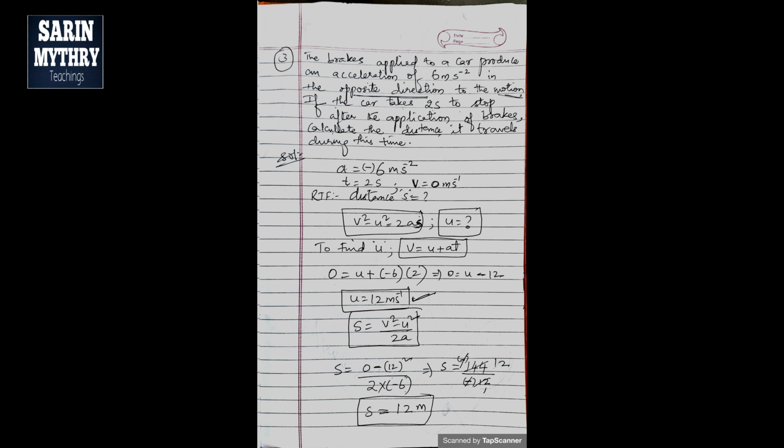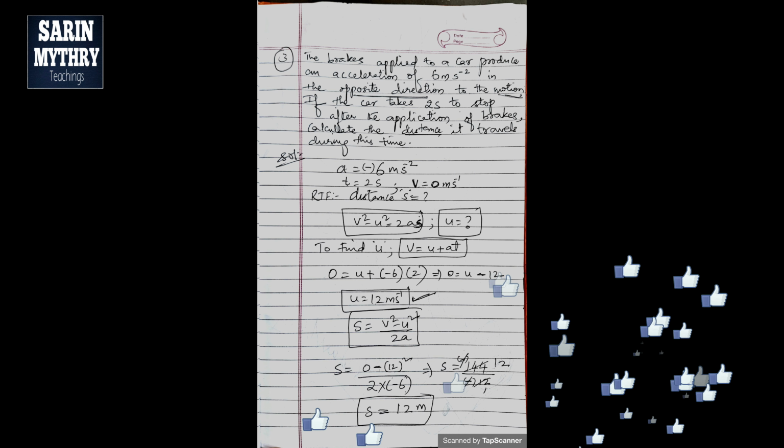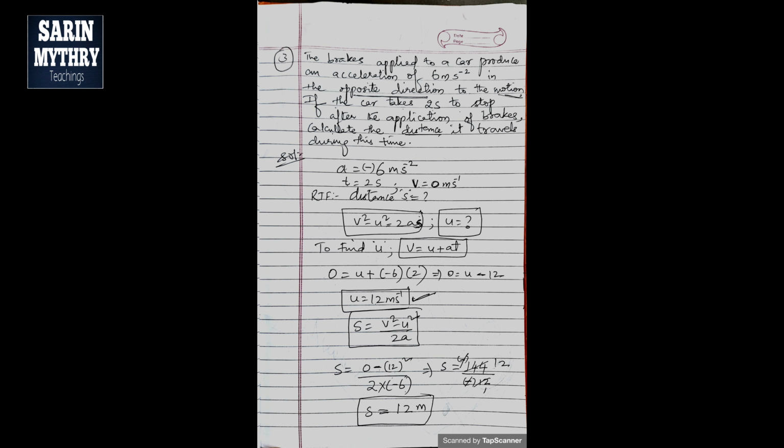Now let us see one problem again on motion. The brakes applied to a car produce an acceleration of 6 meters per second square in opposite direction to motion. If the car takes 2 seconds to stop after application of brakes, calculate the distance it travels during that time. So this is a problem.